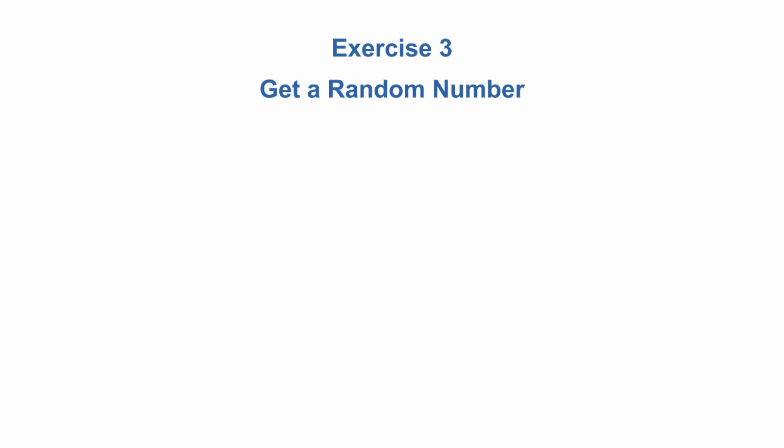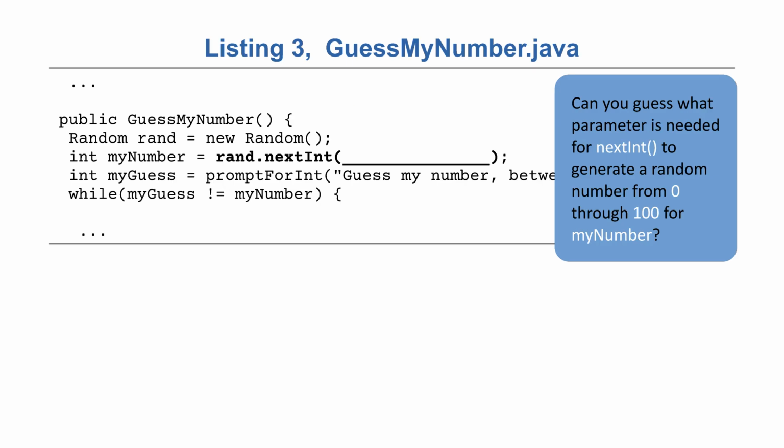Exercise 3. Get a random number. Can you guess what parameter is needed for nextInt to generate a random number from 0 through 100 for my number? Hint: how many numbers are there if you include 0 and 100? Run it. What happened? It should now give you hints to guide you to guessing a random number instead of 56.